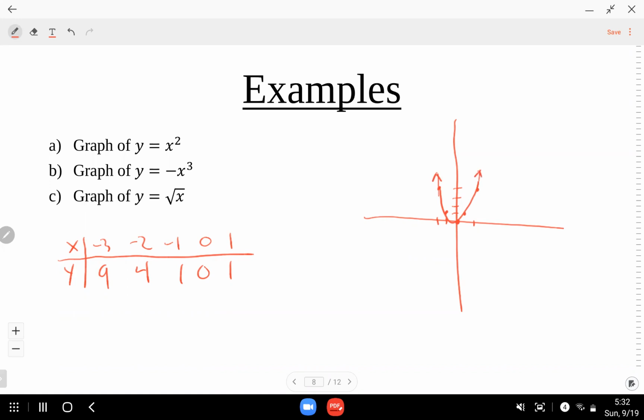Okay, this is called a parabola. All right, this is what you get when you graph a quadratic. So make sure to remember the graph of x squared. Whenever you see an x squared, this will be the graph of it.